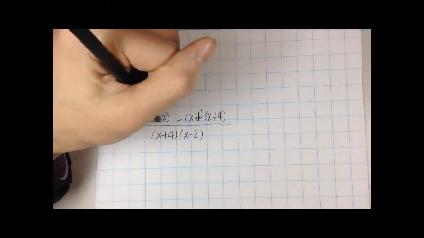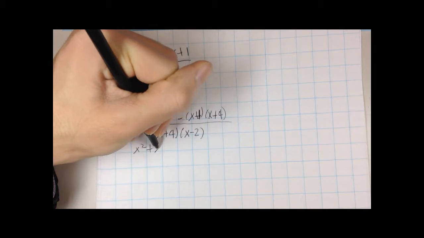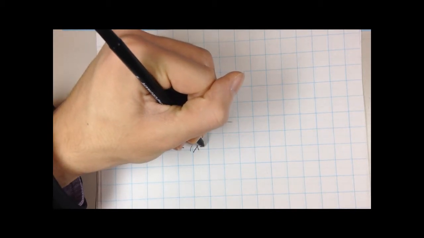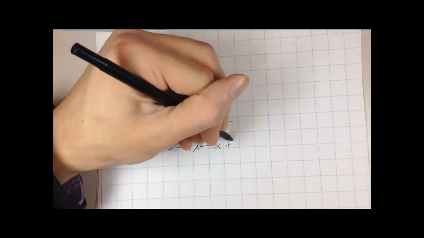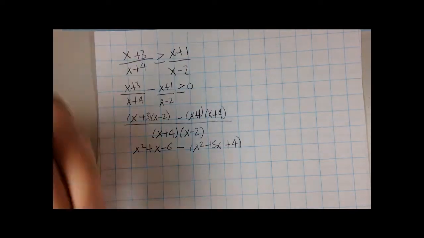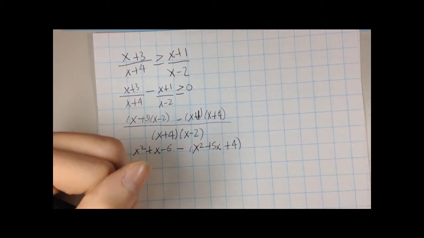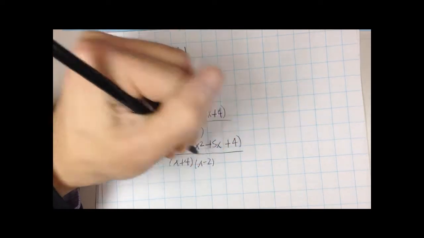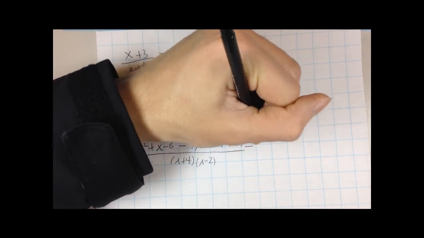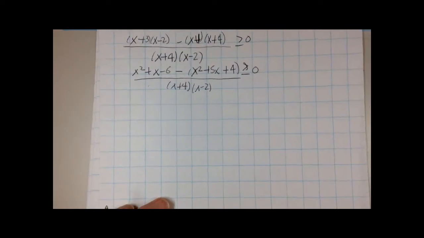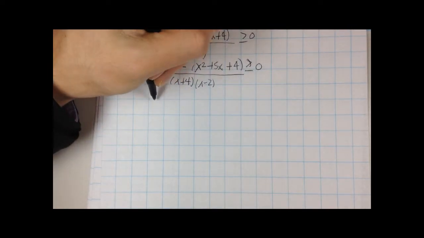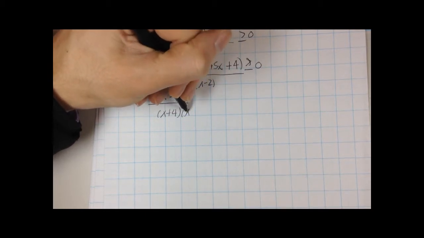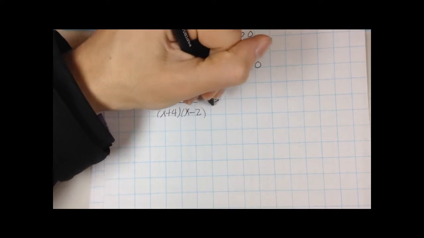So if we multiply these out, they'll give us x squared plus x minus 6. That's the left part, minus (x squared plus 5x plus 4). And once we cancel all our terms, we're going to get negative 4x minus 10 over (x plus 4)(x minus 2), which is still greater than or equal to 0.